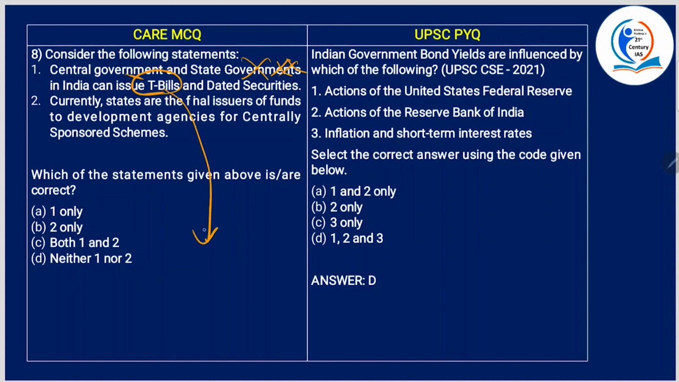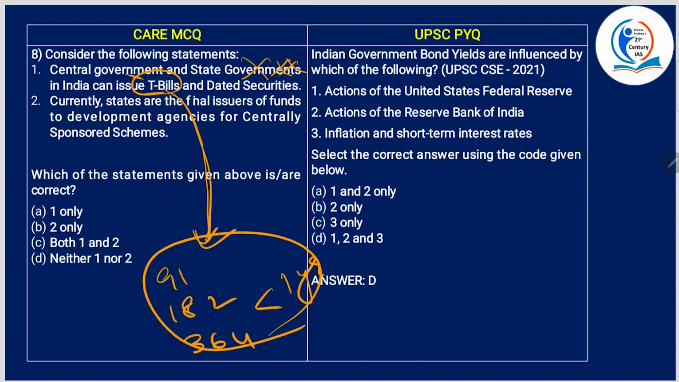Now, what are T-bills? Some basics. See, RBI issues them on behalf of central government. When the government needs money for a short period of time, then they will issue T-bills. And the tenure for T-bills will be 91 days, 182 days, 364 days, that is less than 1 year. And it is issued only by central government. This one will not be issued by the state government. And RBI issues on behalf of the central government. Remember this. So, one is gone.